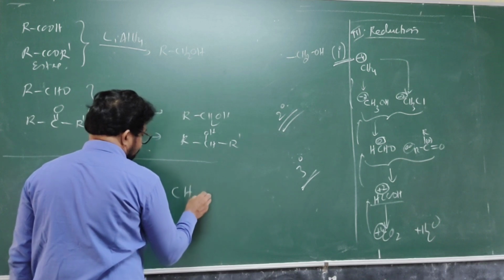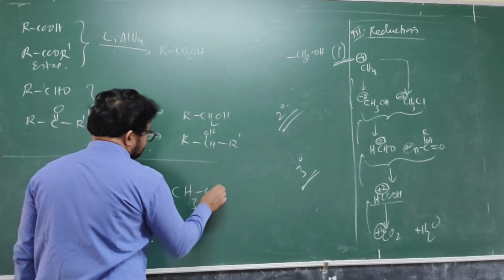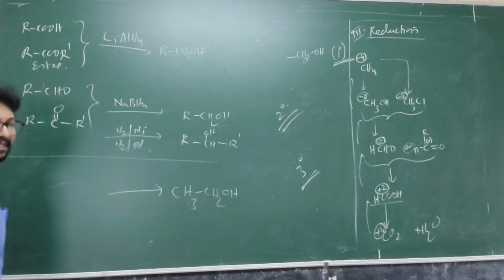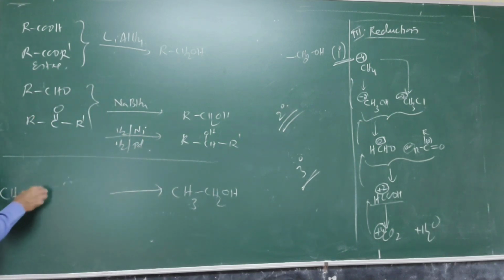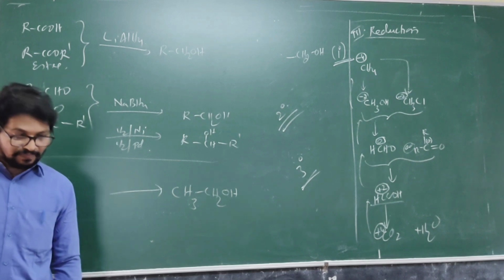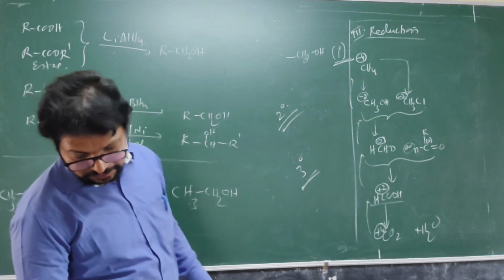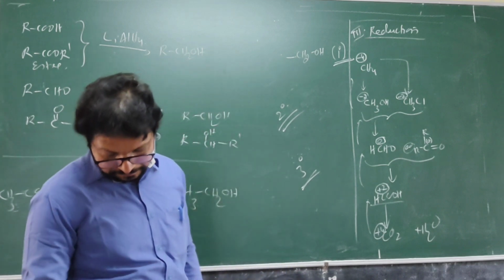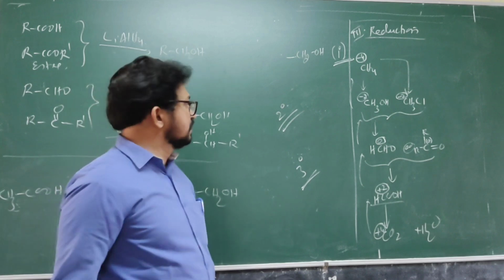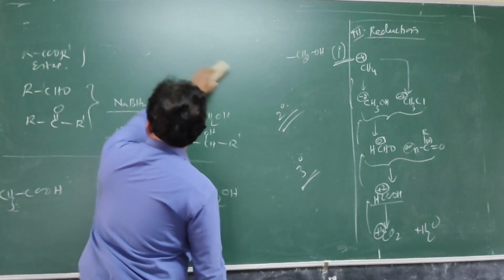Alcohol CH3CH2OH. Which aldehyde do we need to take? CH3CHO, right? For reduction, if you want carboxylic acid, which one do we take? CH3COOH. These are all the methods of preparation of carboxylic acid, sorry, alcohols.